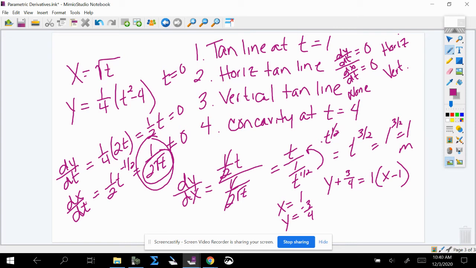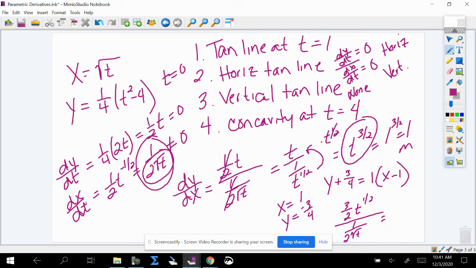Now for the concavity, your concavity is the second derivative. So now I have to take the derivative of the derivative. Here was the derivative. I know there's a lot going on my screen right now. Power out front, power 1 less. That's my derivative of the derivative, divided by dx/dt, which was 1/2 square root of t.